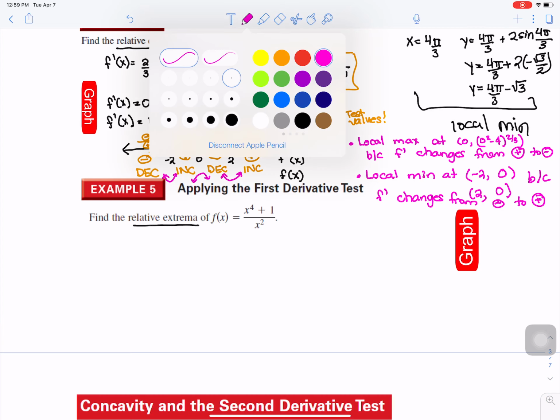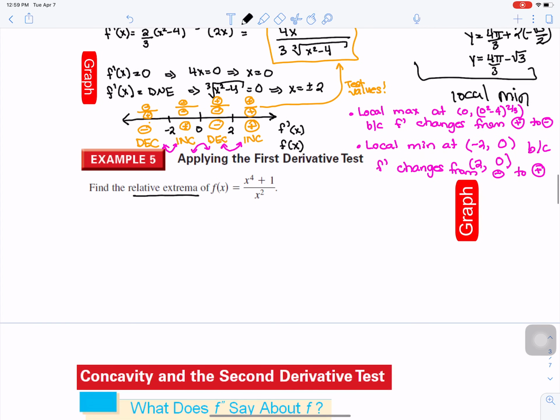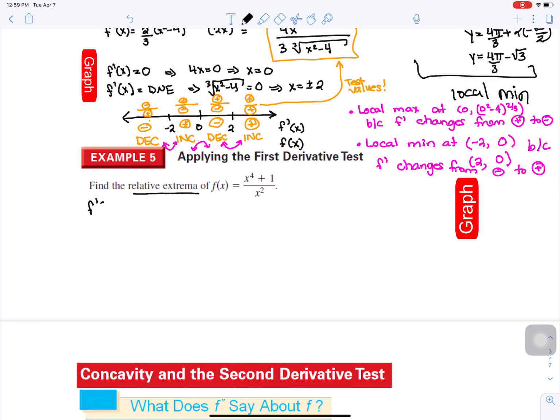Example 5, same idea, just it requires you to be able to take a derivative, simplify the derivative, and work from there. So f prime of x, this time we're using quotient rule, derivative of the top times the bottom, minus, leave the top the same, derivative of the bottom over the bottom squared. Now, before we go to simplify this, watch to make your simplification easier. There's an x term in every expression.